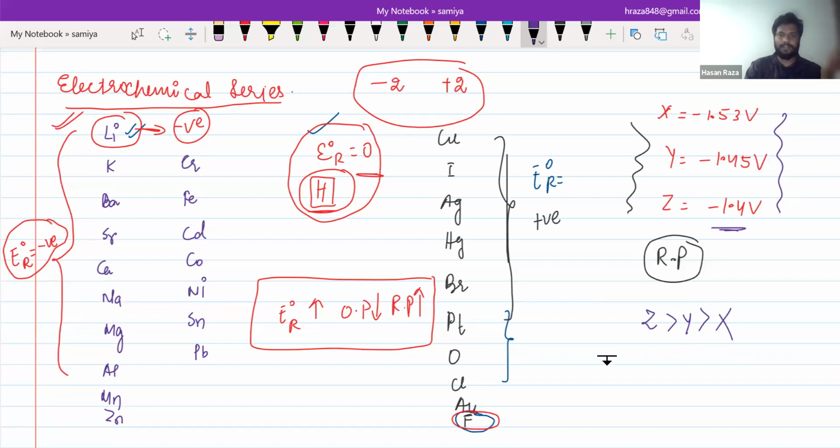If the question changes and asks for oxidizing power, what is the order of oxidizing power? So X, then Y, then Z.